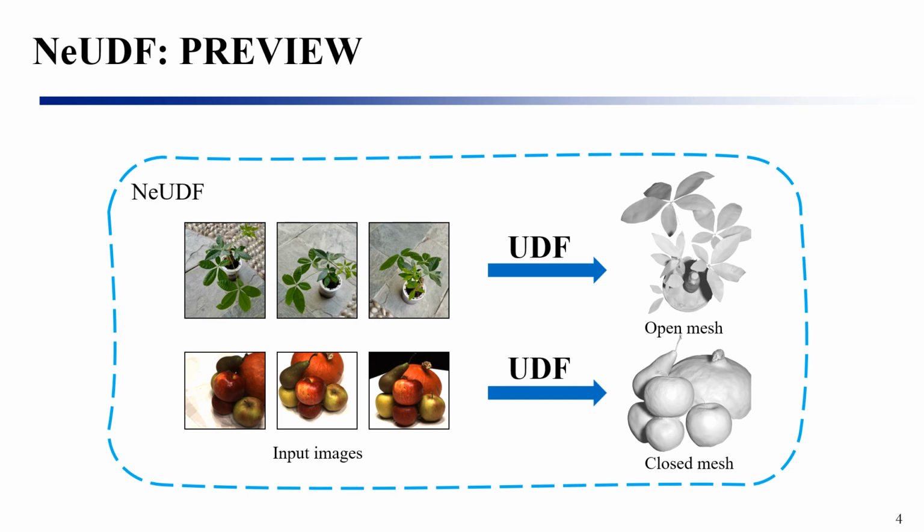In our work, we use UDF to model shapes with arbitrary topologies, and propose a UDF-based volume rendering framework in a NeuS-like paradigm for network optimization. Our method can reconstruct both open surfaces, like the plant leaves in the up row, and closed shapes, like the fruits in the bottom row, solely from multi-view images.